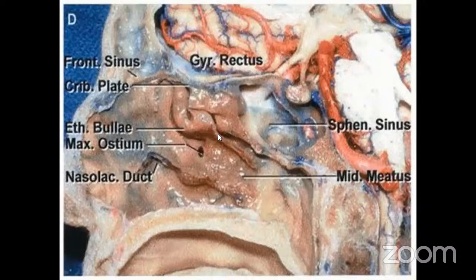Here we have removed the middle concha, so we can appreciate the ethmoidal bulla and the maxillary ostium, which opens into the maxillary sinus, and we can appreciate the sphenoid bone and pituitary gland.